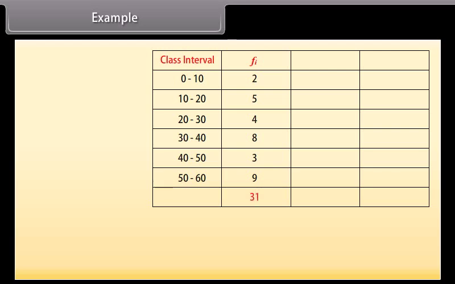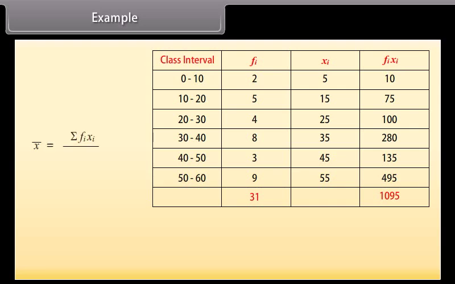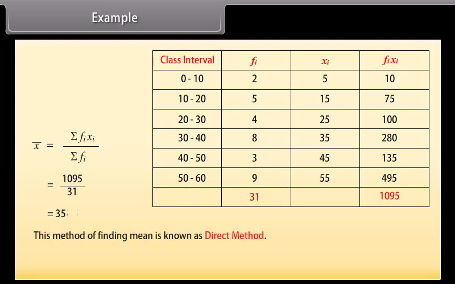And then we have written the class mark for each class interval and denoted them as xi, and then find the product of fi and xi. And finally, we find the mean using the formula x bar equals summation of the product fi and xi divided by summation of fi, which equals 1095 by 31, which is equal to 35. This method of finding mean is known as the direct method.